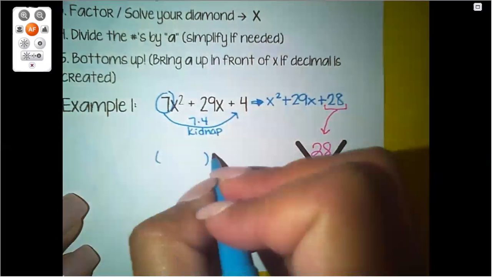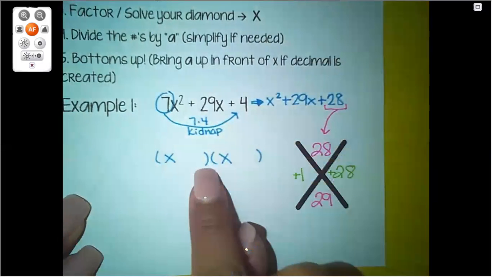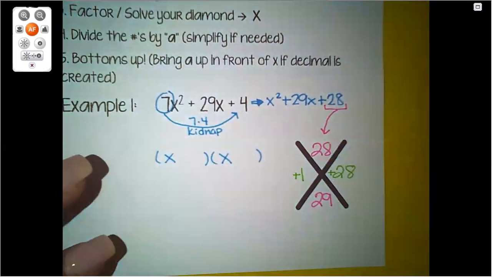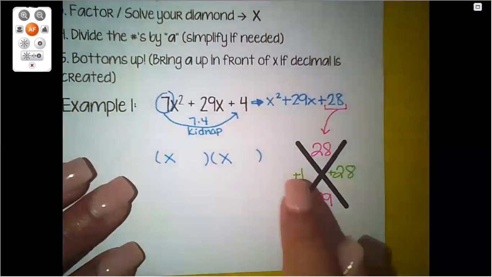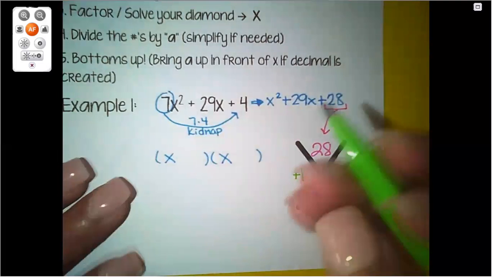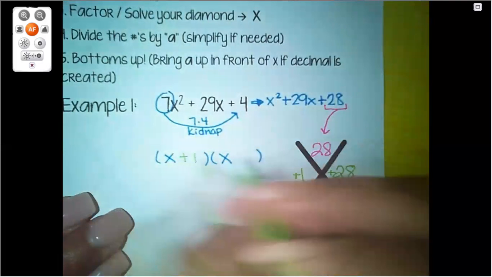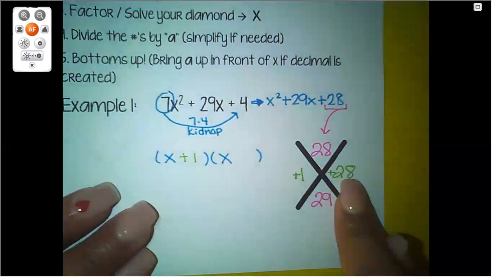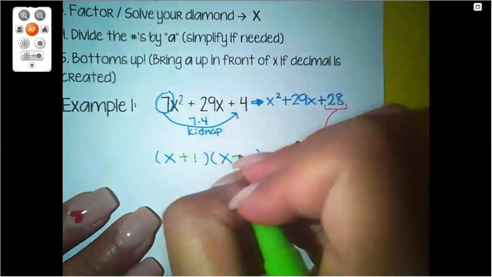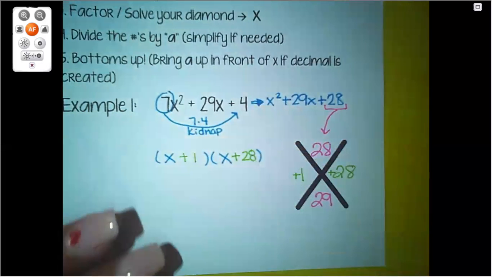You split apart that x squared. Because we are working with the variable x, you split it, x and x. The first answer to my diamond, when I solved that puzzle, was +1. So the first binomial is x plus 1. The second answer was +28. So the second binomial is x plus 28. Now, what happens with all good kidnappings?